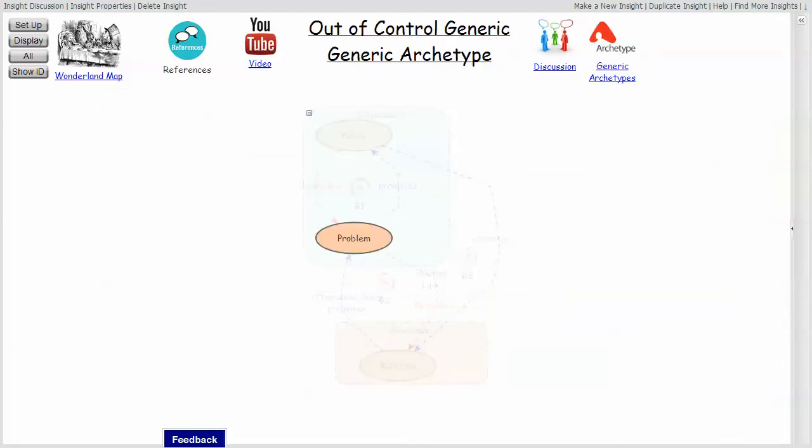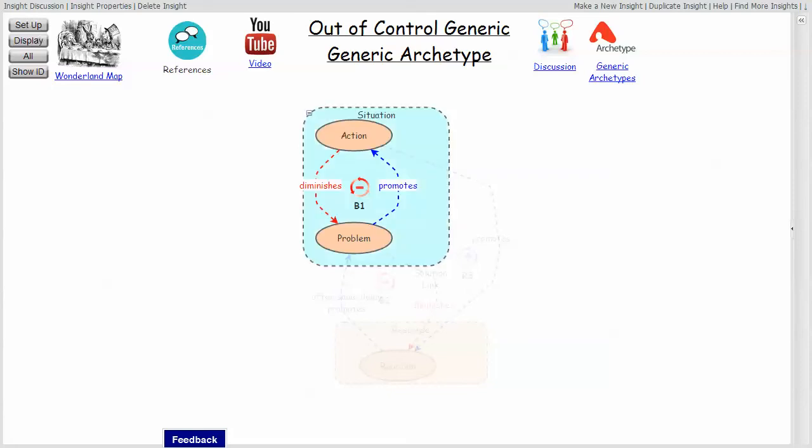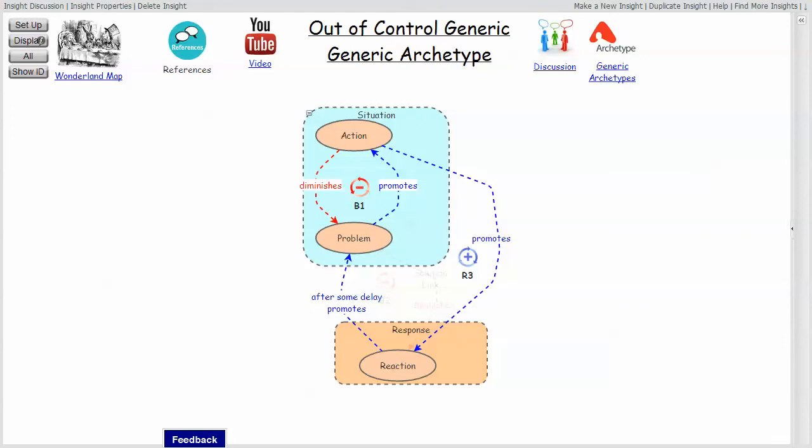If we begin with a problem or a situation that promotes an action, and that action is specifically intended to diminish the problem itself, we end up with the situation portion of the control archetype. Though the problem, the action that's taken in time promotes a reaction to that action itself, and it's a type of reaction that ends up causing the problem to reoccur.